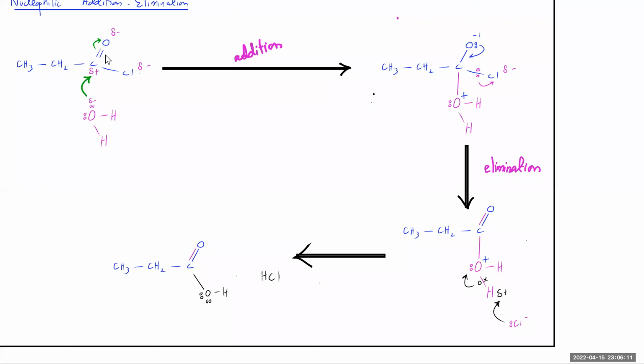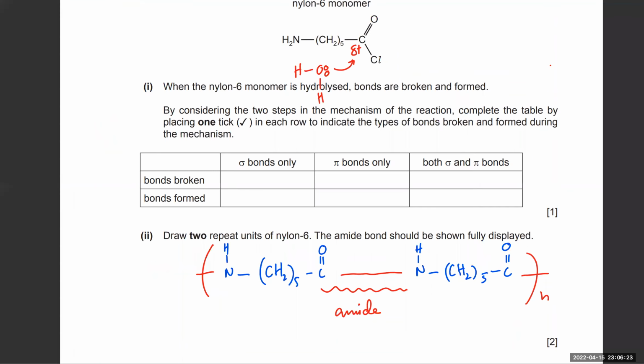First step, the double bond breaks, right? Now, the double bond is a pi bond, so the pi bond breaks. Second step, the Cl breaks away. So that's a sigma bond, that's a single bond. So you've got both types of bonds that are broken. It's both sigma and pi.